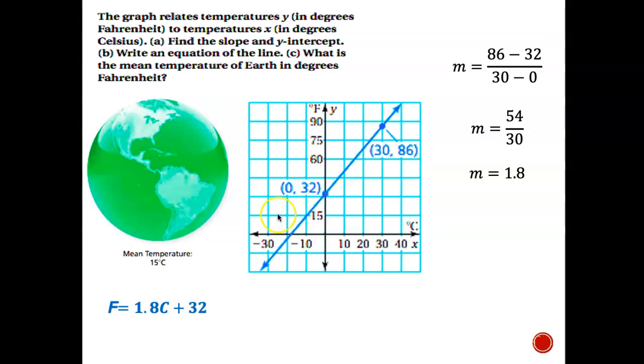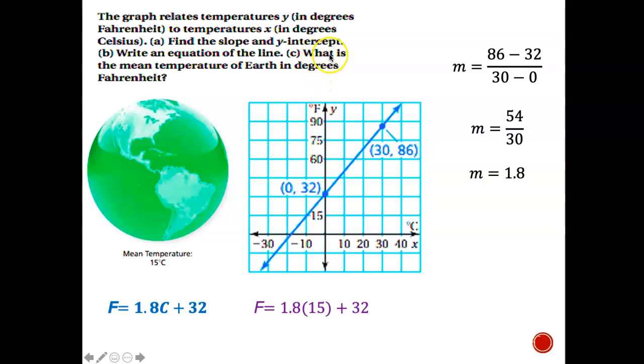So now we can write the equation. F, which is the Fahrenheit, is your y. So y, or F, is equal to the slope, which is 1.8, multiplied by x. I represented x by C because the x-axis is represented by the centigrade, plus the y-intercept, which is 32. So that is our equation of the line.